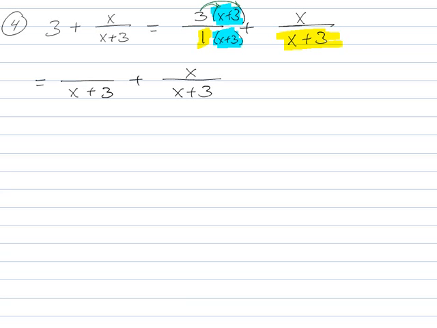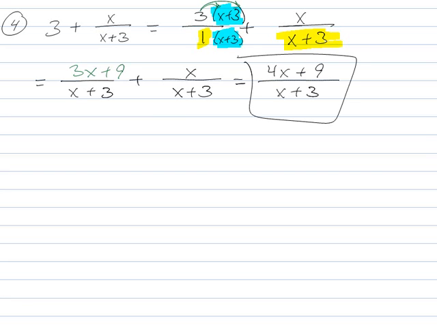Distribute the 3 across and get 3x plus 9. 3x plus x is 4x plus 9, and then x plus 3 on the bottom. Nothing factors, and we're all done there.